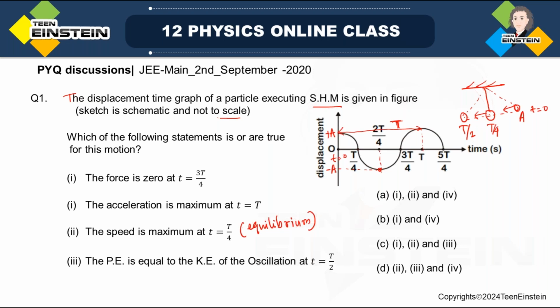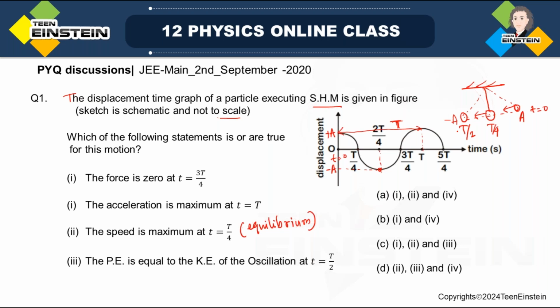Now see, at this equilibrium, it is not going to stop here, right? Because the speed is maximum. Then it will go to the other extreme. So this is actually minus A, the displacement. Maximum displacement here on the other side. So here speed will be 0, but force will be maximum in the other direction. Potential energy will be maximum, kinetic energy will be 0. So these are the points. Now let us see what is said here. The potential energy is equal to the kinetic energy of oscillation at t is equal to T by 2.